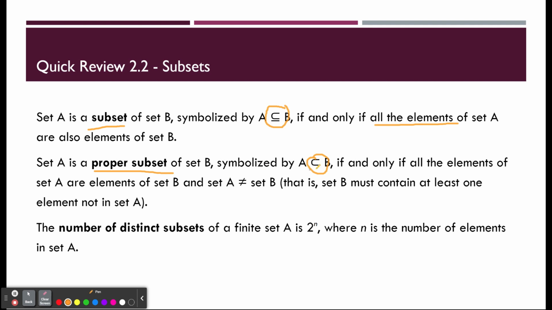A is a proper subset of B if and only if all the elements of set A are elements of set B and set A is not equal to set B. That is, set B must contain at least one element that's not found in set A. And lastly, the number of distinct subsets. So when we characterize how many, this is kind of like if you had gone to Wendy's and there's 8 different things that you could order on your burger. How many different combinations can you have? Well, that's going to be 2 to the power of however many things you have that you can put on there. Okay, so that's 2.2.